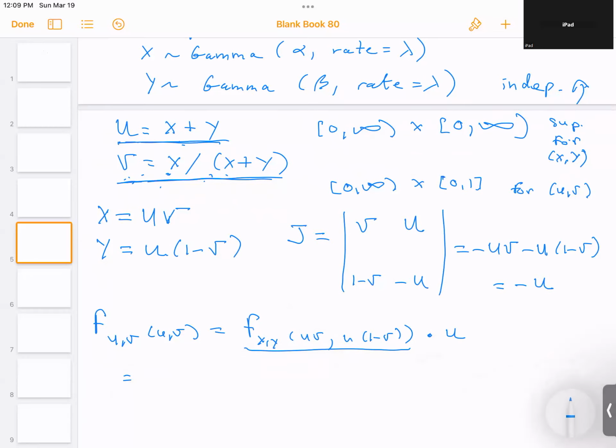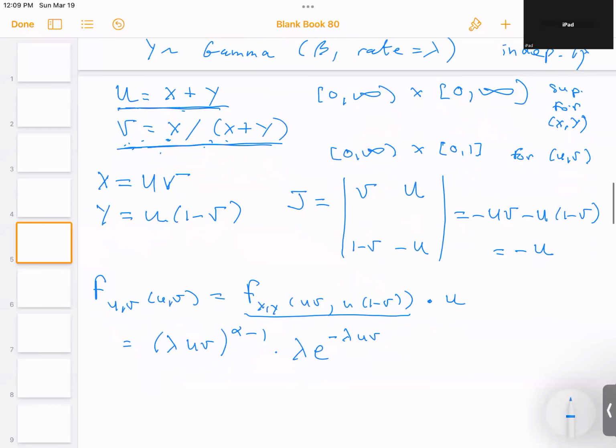So let's write, first one is lambda x to the alpha, so it's going to be lambda uv to the alpha minus 1, times lambda e to the minus lambda uv over gamma alpha. And then the second one is, well, same thing, right?